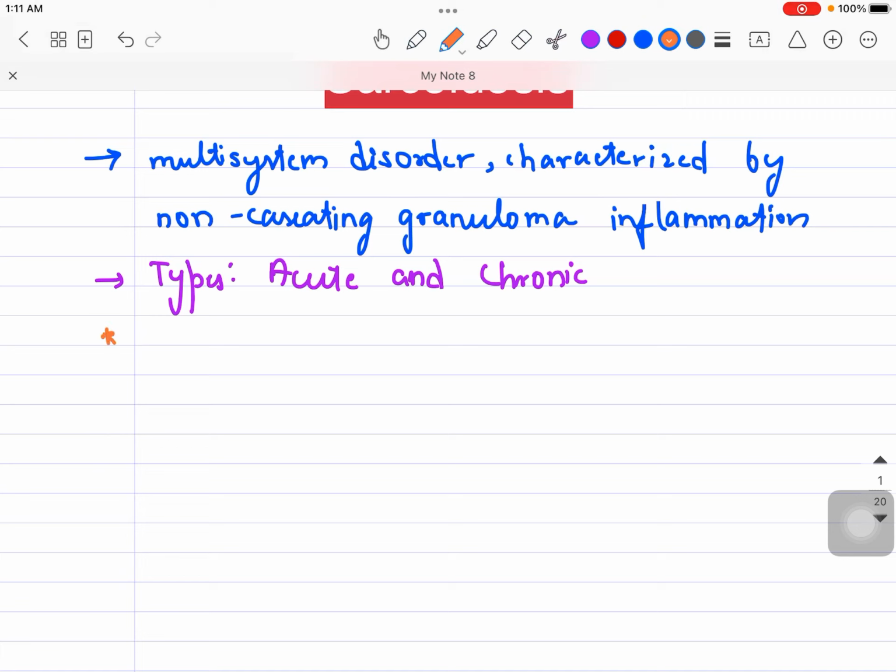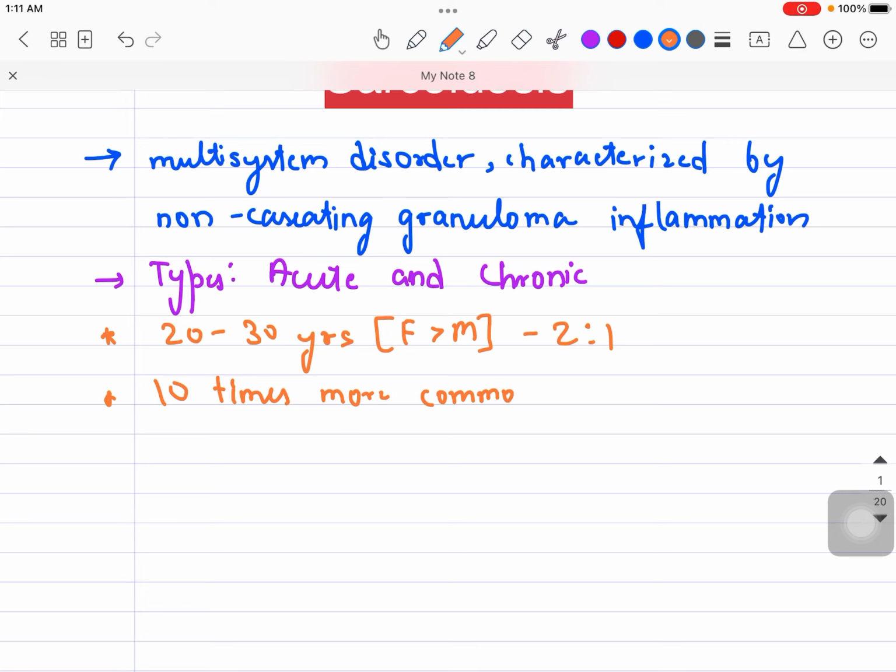Okay, if you talk about the epidemiology, most commonly you will see this disease at 20 to 30 years of age, and it is more common in females as compared to males, around a 2:1 ratio. It is 10 times more common in black people, or you might say African Americans, than in whites. Okay, African American.